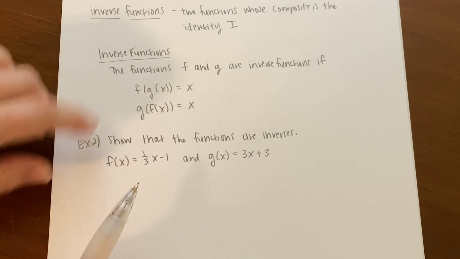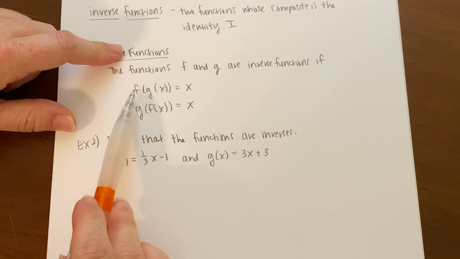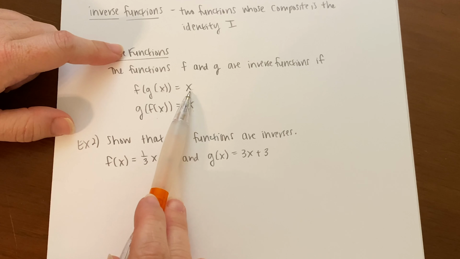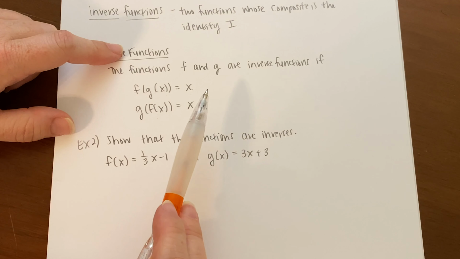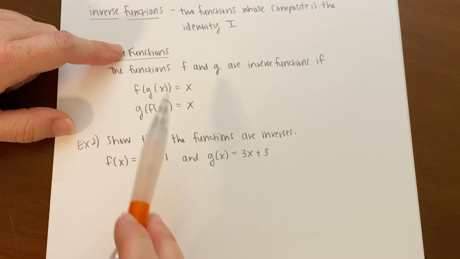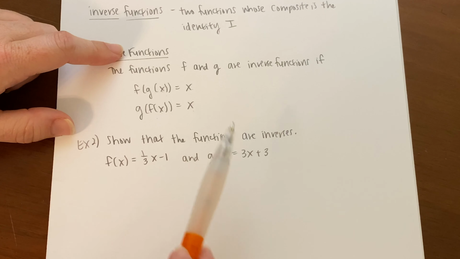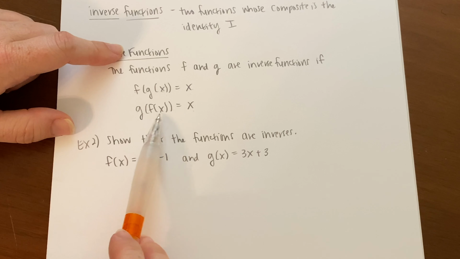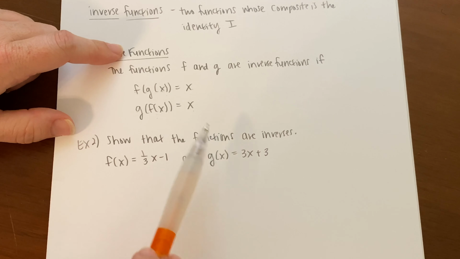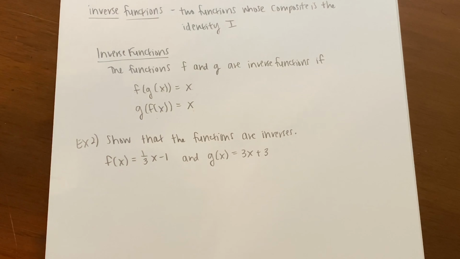What we're going to do is use this rule up here. I'm going to do f of g of x, and I'm going to see if it comes out to equal x. If it does not come out to equal x, I'm done, because if one of these is not true, then they are not inverses. But if this one comes out to be x, then I need to keep going, and I need to try g of f of x. If that one also equals x, then I know that these are inverse functions. So if one of them is not, then they're not. But you can check the other one just to check your algebra and be sure.